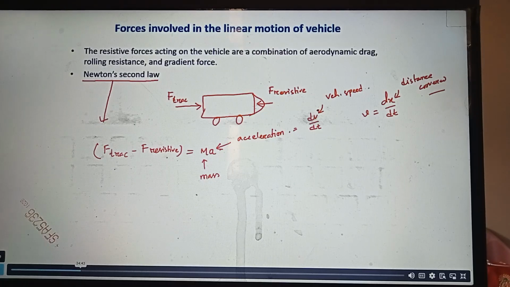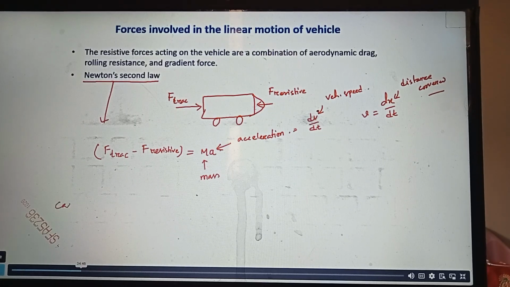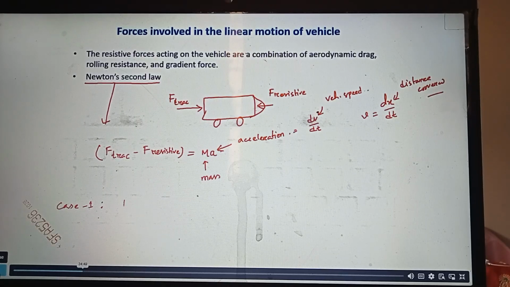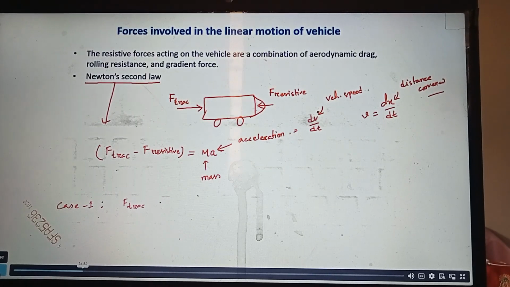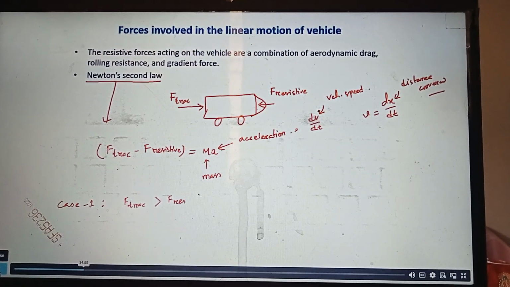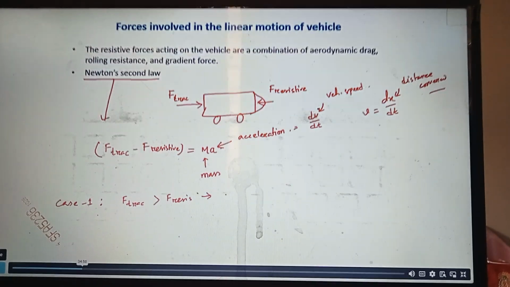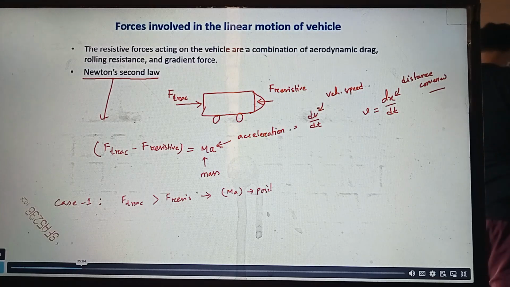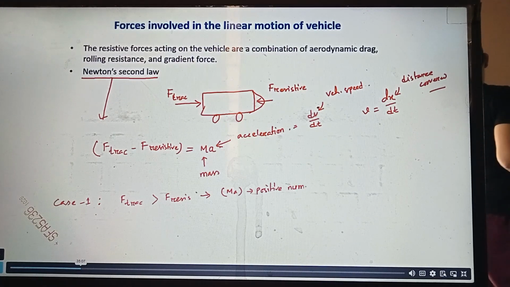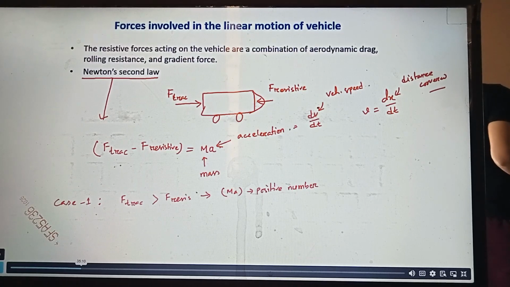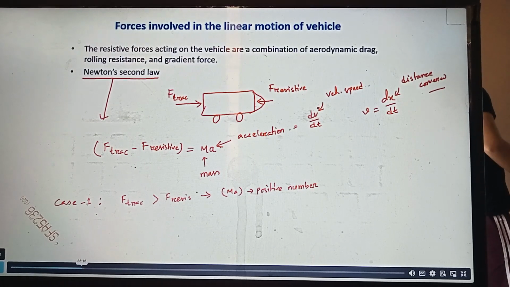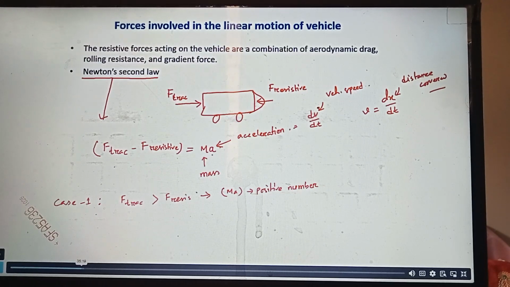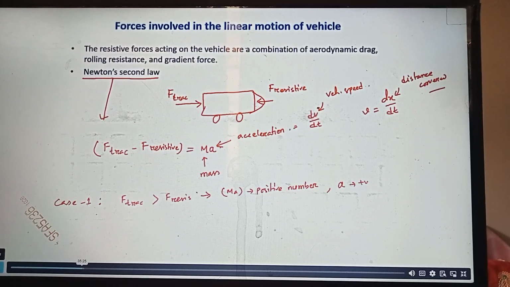So here there can be three cases. Let's try to understand. Case 1: we have applied tractive force more than resistive force. So in that case, you can see that this mass into acceleration will be a positive number. I hope you are getting the simple arithmetic. So if F tractive is more than F resistive, what will happen? This resultant will be positive. That means mass into acceleration will be positive, so that means A, acceleration, is positive.